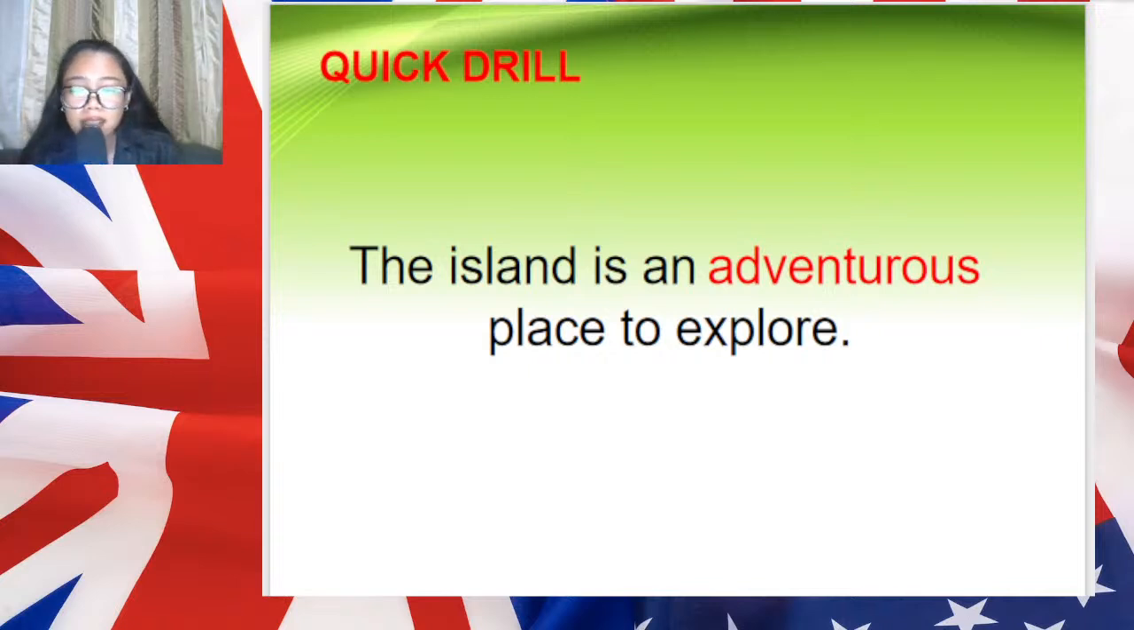The island is an adventurous place to explore. So let's start with the word adventurous. The word ends in -ous, and here's the golden rule: -ous endings never carry the stress. So instead, the stress falls on the third syllable from the end.